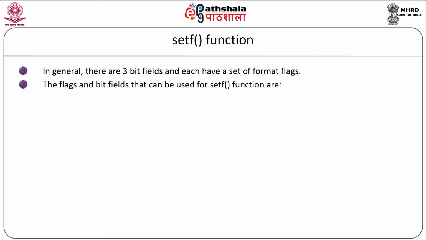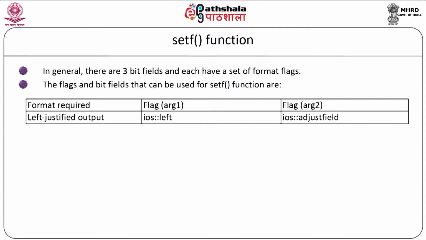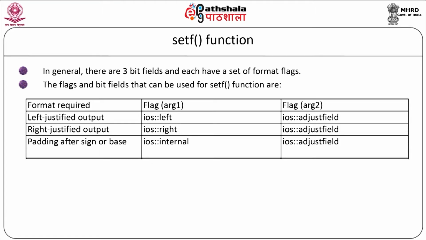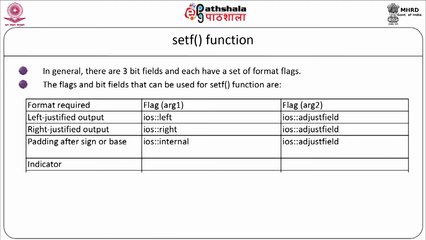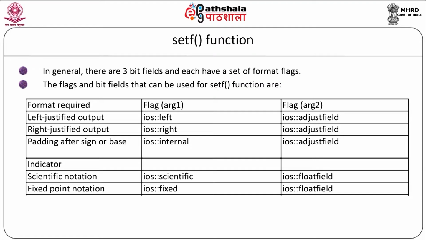The flags and the bit fields that can be used for the setf function are displayed in a table as the format that is required, the flag that is argument 1 and the flag that is argument 2. Left justified output will be ios::left and the flag 2 value will be ios::adjustfield. Right justified output will be ios::right and ios::adjustfield. Padding after sign or base will be ios::internal, ios::adjustfield. Scientific notation will be ios::scientific, ios::floatfield. Fixed point notation will be ios::fixed, ios::floatfield.